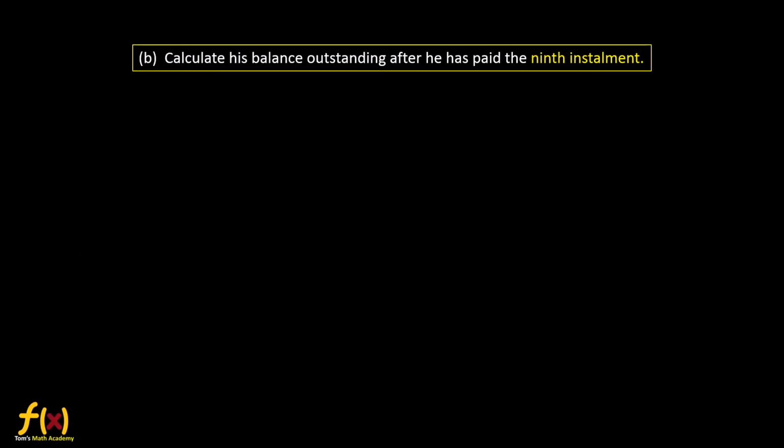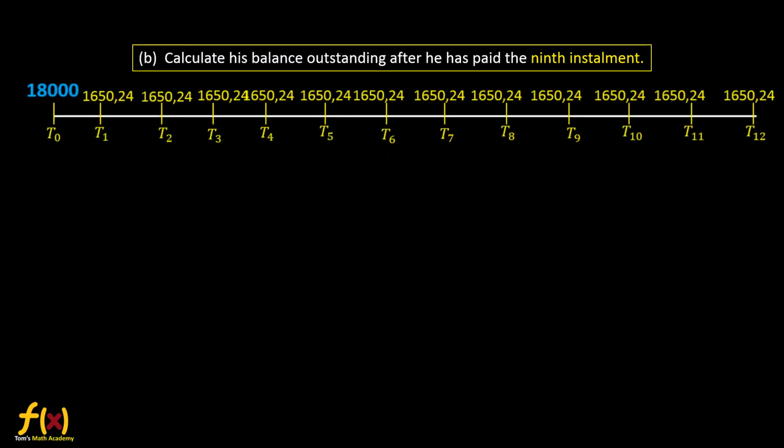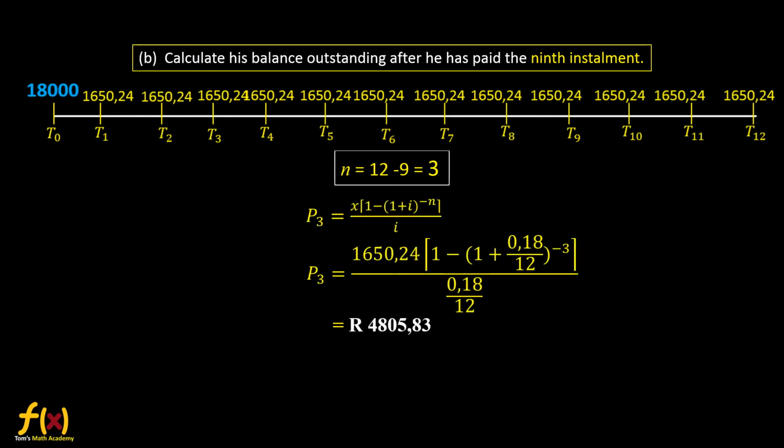Question B: calculate his balance outstanding after he has paid the 9th installment. So we are now learning how to calculate the balance outstanding. 12 installments altogether, 9 installments paid. What is the value of N? 12 minus 9, simple as that. So we get 3, use the formula, substitute minus 3 there, and we use the calculator. We get 4,805.83. That is the outstanding balance after 9 months.